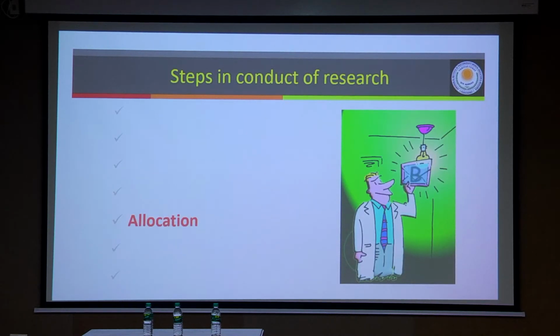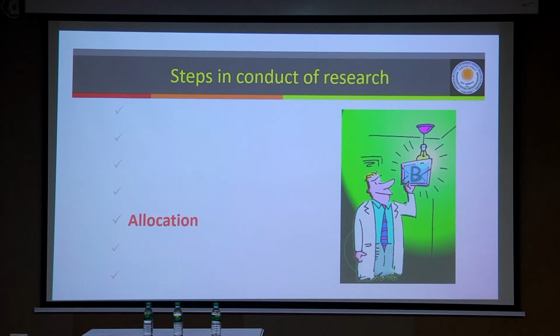The next step is allocation. Often we confuse randomization and allocation. We think that we have done randomization, our job is done, we can easily publish our work, or we can authentically say that I have done the research in a proper manner. But allocation is totally a different aspect, other than randomization. It's the next step of randomization.